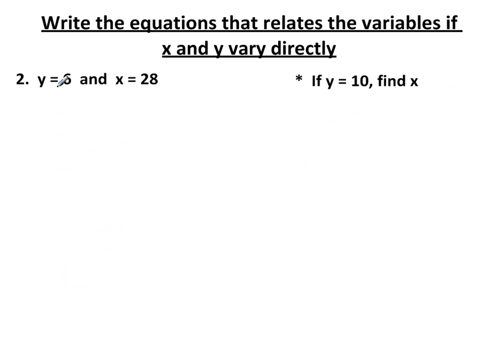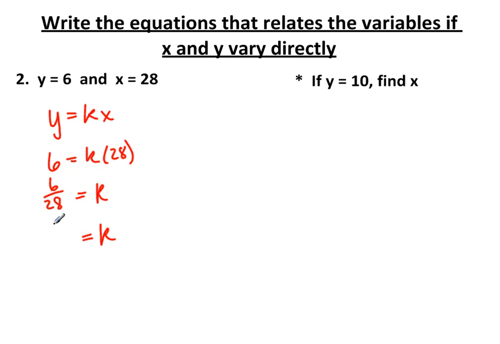Let's try it again. So I give you a y and an x. Y equals k times x. I like to rewrite the equation each time just so I get used to it, so when it comes to quiz or test time, I've written it so many times that it's like second nature. Times 28. So I'm going to get k equals 6 over 28. But I can reduce this. I know both are divisible by 2, so I get 3 over 14. So k is 3 over 14.